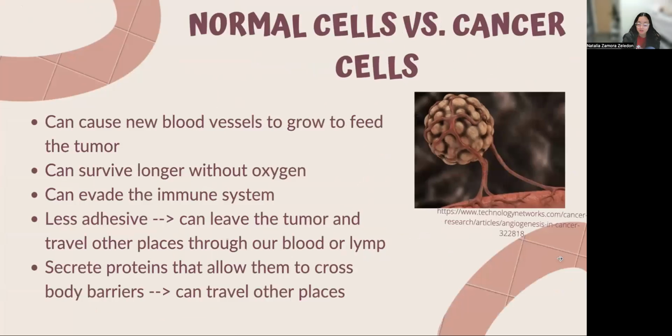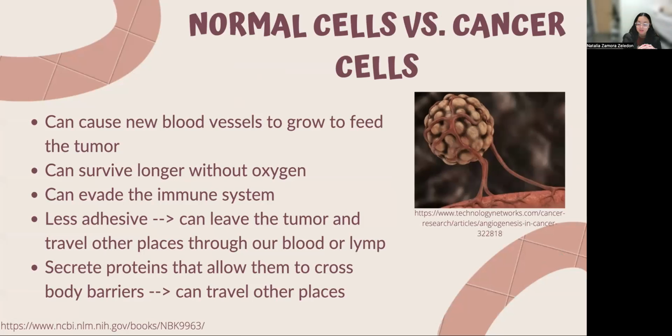These are some of the characteristics of cancer cells that are different from normal cells that allow them to survive and spread around our body. Once a tumor gets really big, the cells in the middle of the tumor will be really squished and far away from blood vessels to get oxygen. So cancer cells develop the ability to survive longer without oxygen. They can also cause new blood vessels to grow in order to feed the cells of the tumor.